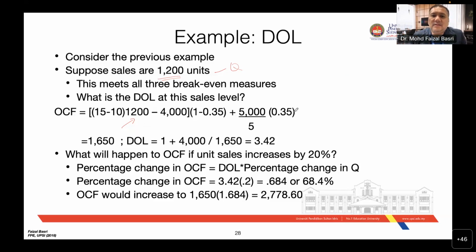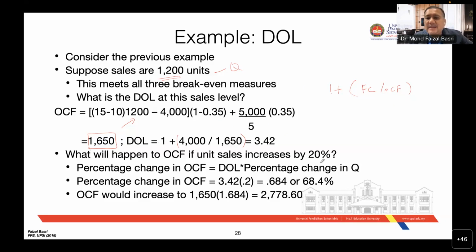Okay, so again, insert all the information. And here the OCF is 1,650. So this is your OCF based on this information at 1,200 units. Using the first formula, 1 plus FC divided by OCF, the formula is 4,000 divided by 1,650. You should put brackets, but if you don't put brackets, mathematically you are supposed to solve the division first. So 4,000 divided by 1,650, and then add 1, so you get 3.42. Okay, this is your degree of leverage, 3.42. Right, so DOL.